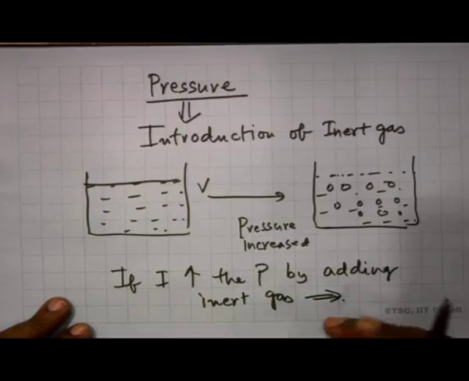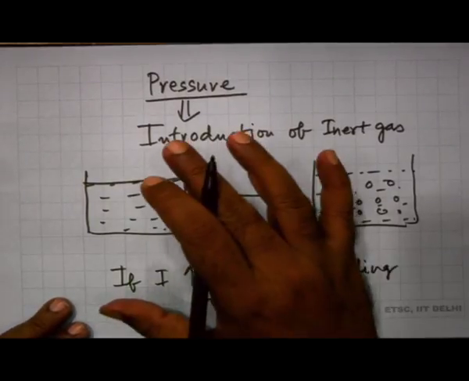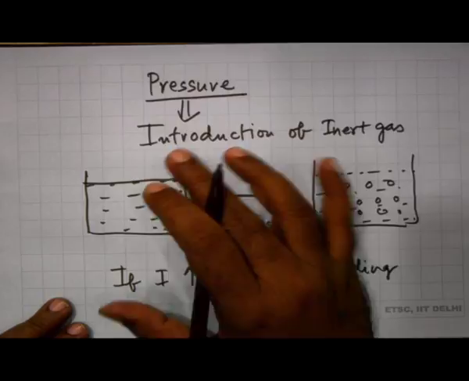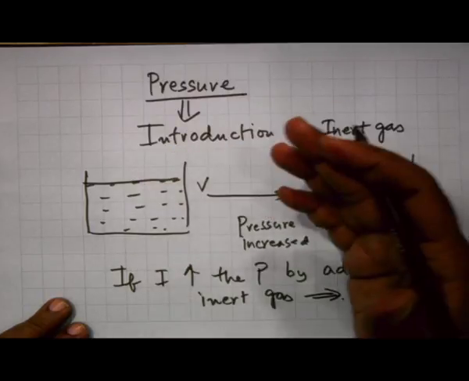What should happen? Okay. So, initially what we showed is, if I change the pressure by changing the volume, it will depend on which kind of reaction we are talking about. If delta n is positive, what we saw is that if I increase the pressure, the reaction will go in the reverse direction. If I decrease the pressure, the reaction will go in the forward direction. If delta n is negative, then just the reverse is the case.